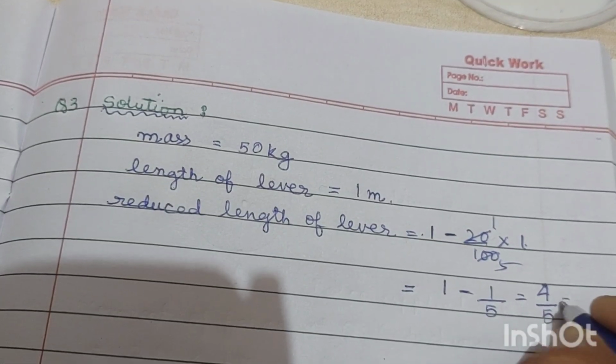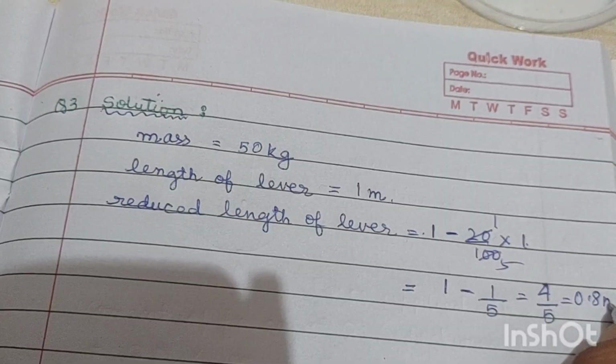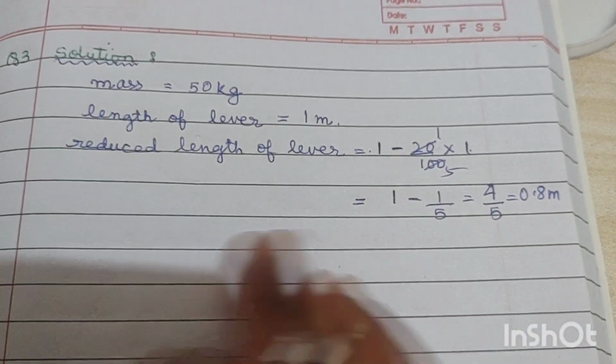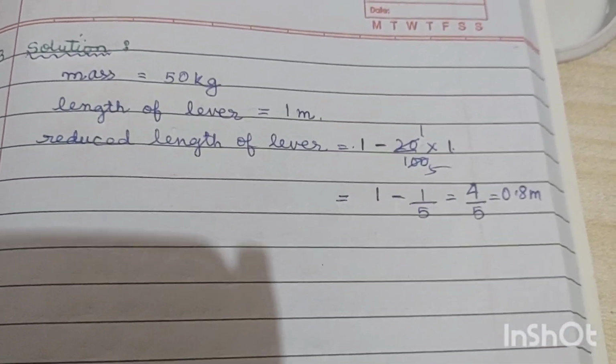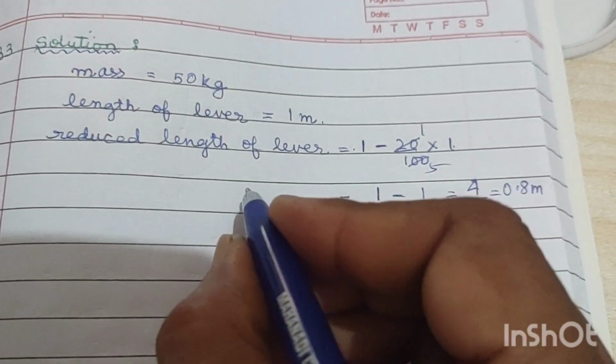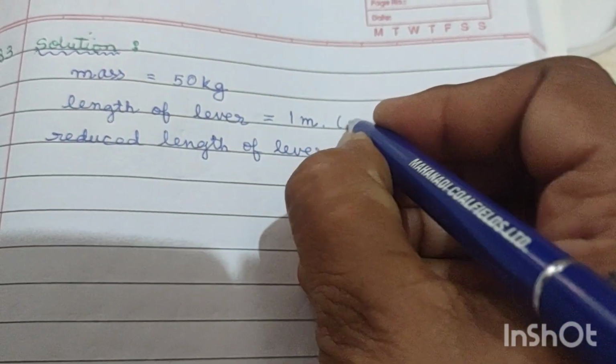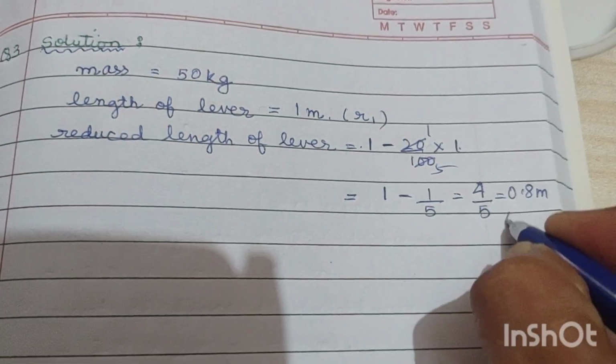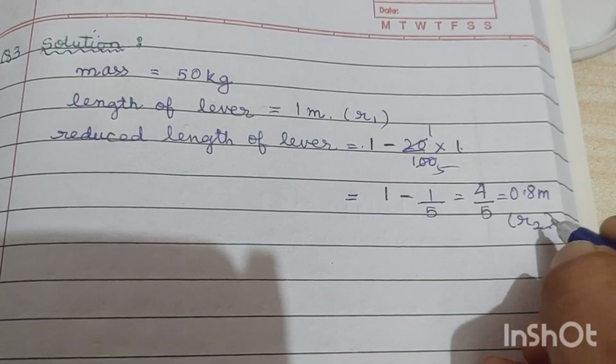which is 4 by 5, 0.8 meters. This is the length of the reduced lever. This we are denoting by R1, this by R2.